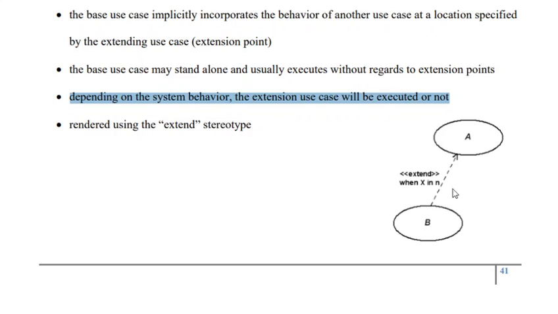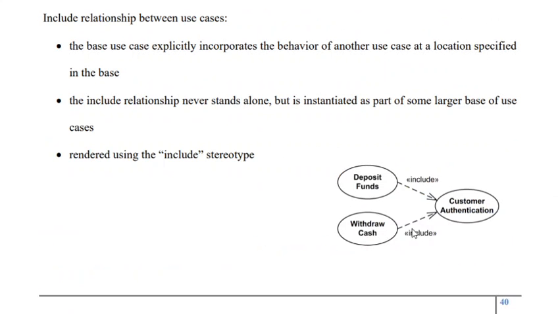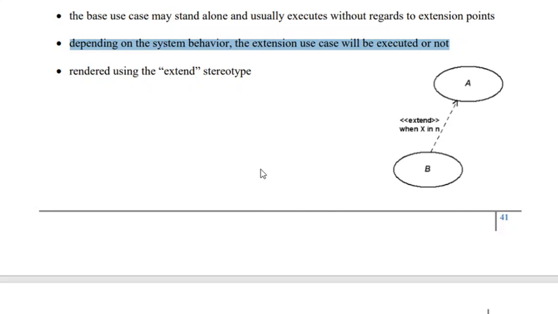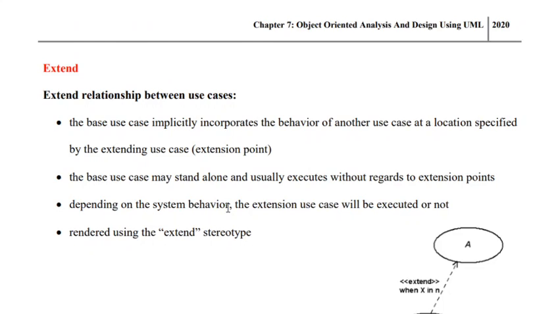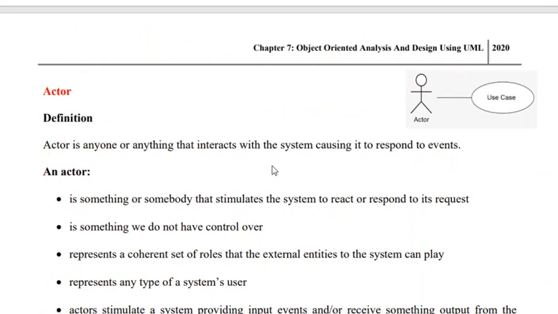So extends is a stereotype, and the direction of the relationship is from the extension point to the base case. Here it is from the base case to the inclusion point. Include in simple terms means mandatory inclusion, and extends basically means optional inclusion.